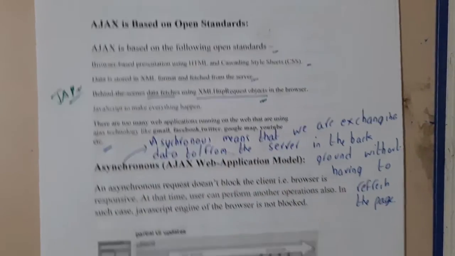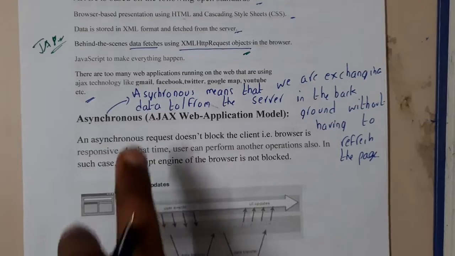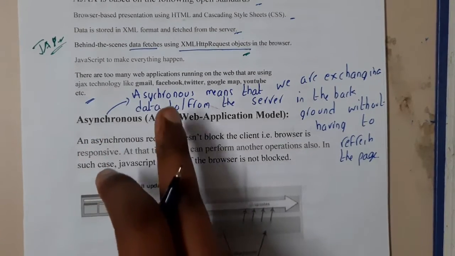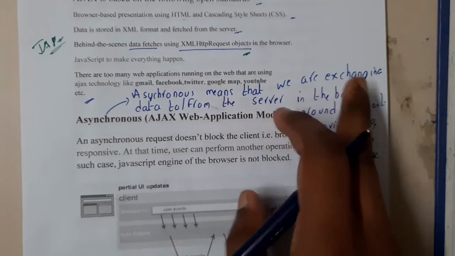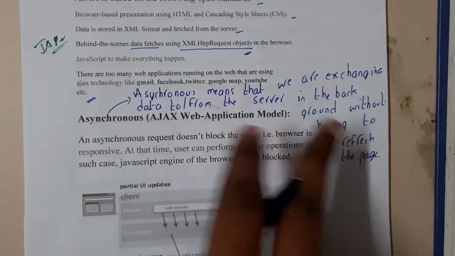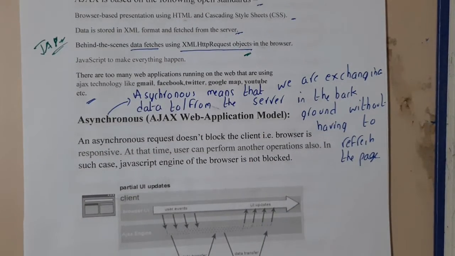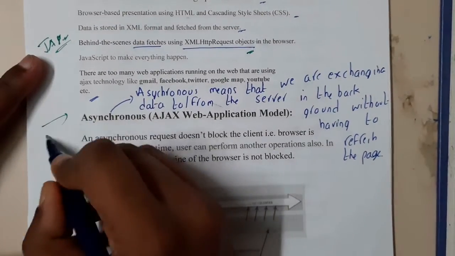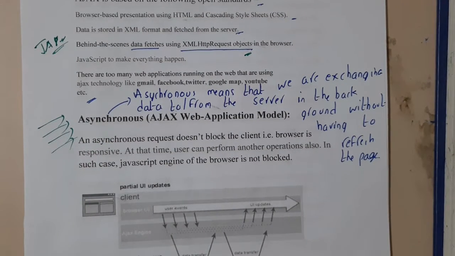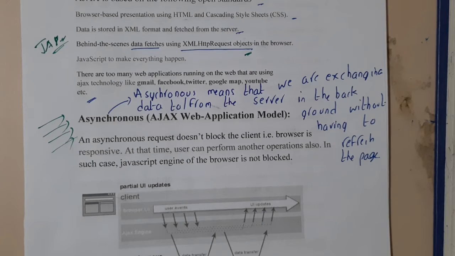Okay, so now let us go through how AJAX works. We told you the full form, that is asynchronous, right? So what is asynchronous? Asynchronous means that we are exchanging data to and from the server in the background without having to refresh the page. So that is what you will be calling asynchronous. And in asynchronous, you can send multiple requests one after the other, guys. There is nothing to wait for or do synchronously after a short period of time. No, you can just continuously send background requests.